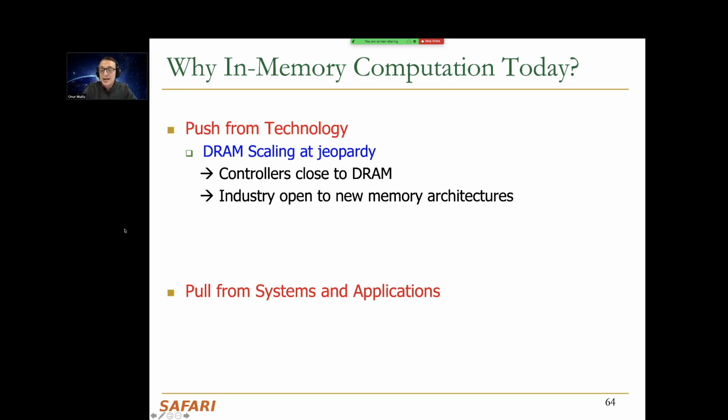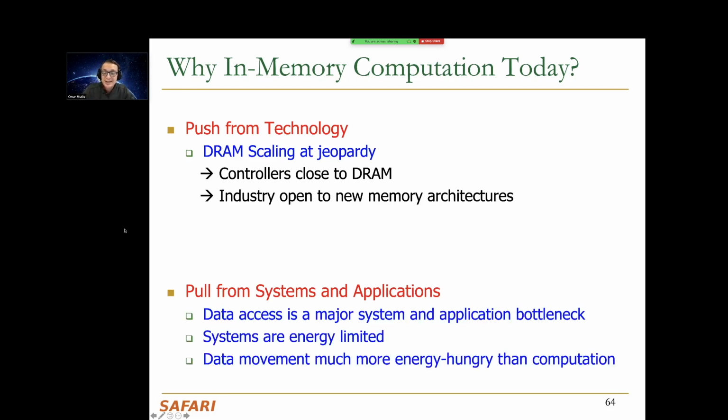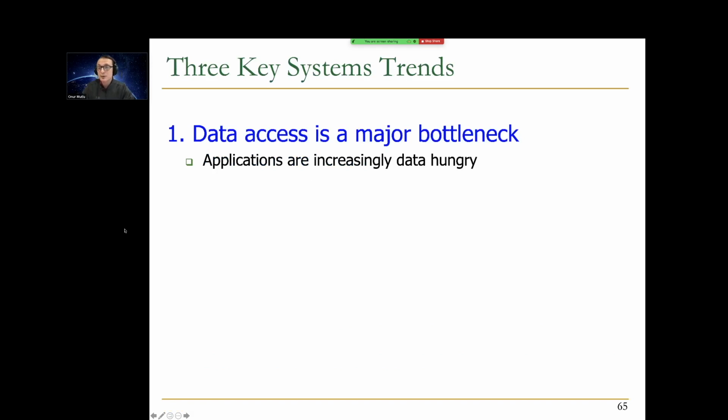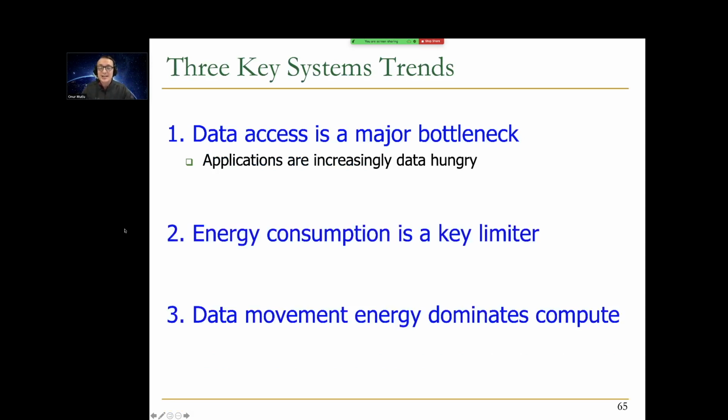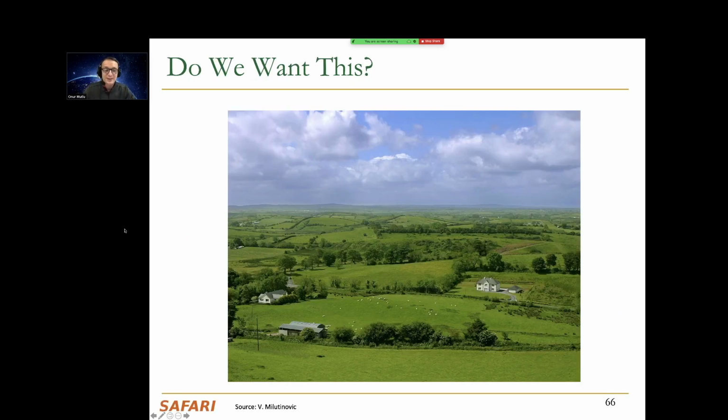Okay, so let me give you the higher level perspective. We have a huge pull from systems and applications today that are pushing, essentially pulling us, to do something else, do computation near memory. Why? Today, data access is a major bottleneck. Energy consumption is a key limiter, and data movement energy dominates compute energy. So I'm going to look at these very quickly in different perspectives.